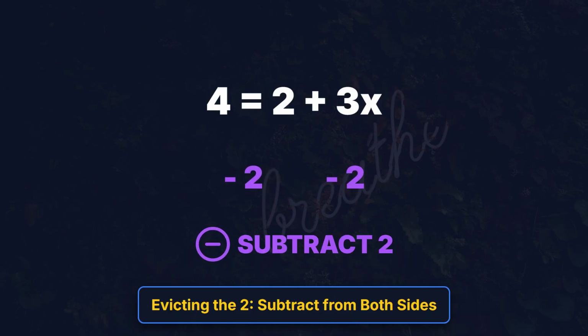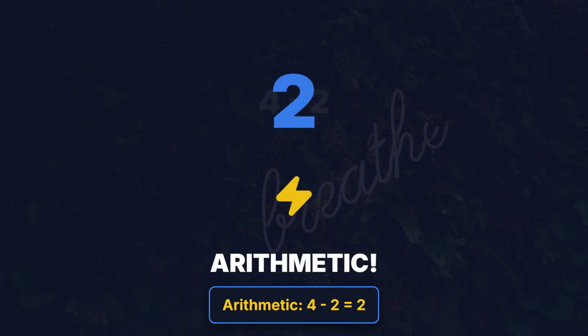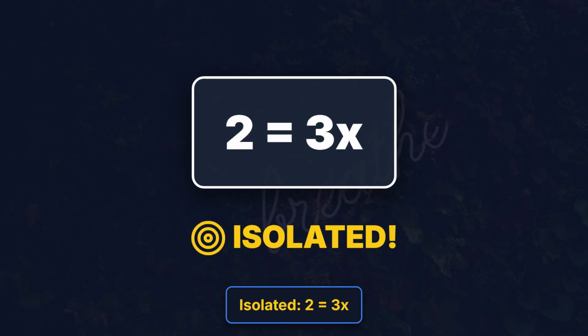To banish a positive 2, we execute the opposite operation again, we subtract 2 from both sides of the scale. Let's do the arithmetic. On the left side, 4 minus 2 quickly crunches down to a neat, simple 2. On the right side, 2 minus 2 turns into 0, leaving our 3x isolated. Our equation now reads, 2 equals 3x.